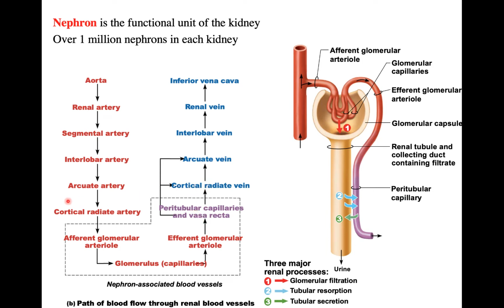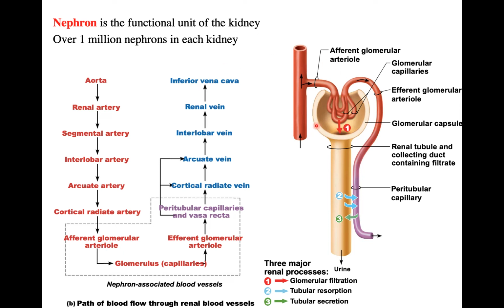So again, from the beginning, the cortical radiate artery branches off into the afferent arteriole to enter the glomerulus to do filtration of all the dirty stuff in our blood. Anything that stays in the blood, so whatever you don't want to be filtering out and peeing out, goes back into the efferent arteriole through the peritubular capillaries so that it can combine and converge back to the cortical radiate vein, the arcuate vein, the interlobar vein, and remember again, we're skipping the segmental. We're going straight to the renal vein to go to the inferior vena cava, and that goes to the heart.